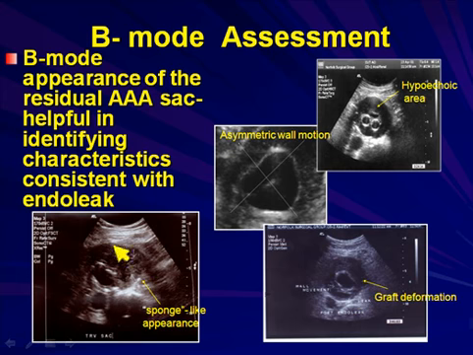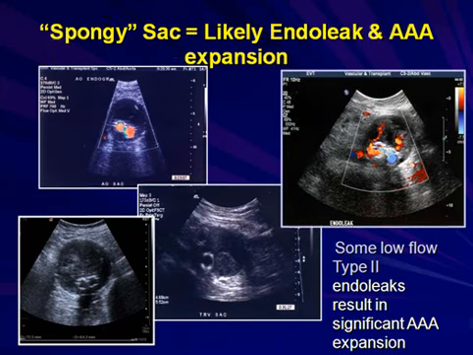The other thing that we published about in 2005 was the appearance of a spongy-like texture to this thrombus within the residual aneurysm sac. This was usually associated, in a small series of patients, with very pressurized sac and very low flow endoleak that created aneurysm expansion of up to a half centimeter a year. So it was significant aneurysm expansion associated with this particular B-mode characteristic.